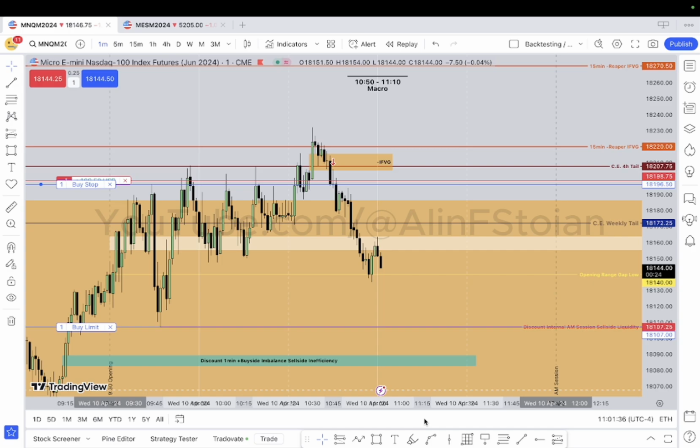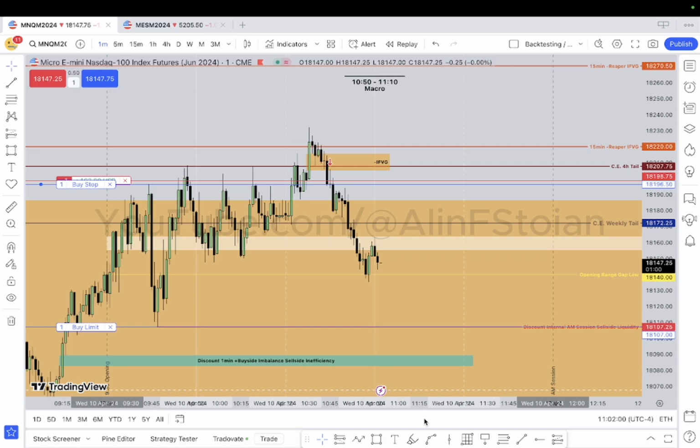And this is also the discount internal AM session sell side, which can be targeted during the lunch time period. So the lunch time can begin at 11 sometimes. That's why I'm targeting these lows, because we've also consolidated between 9:30 and 10:30. That would constitute what we would call the AM session. I would like to see the market now go downward with speed below this low.